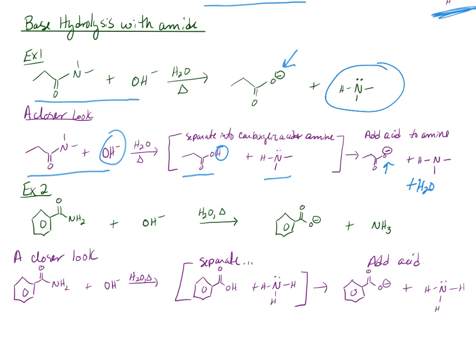So if you want to, scroll back up. And then here, I'm going to go straight for the closer look. We're going to take this guy, separate it into an acid and the amine, excuse me. And then keep in mind, you've got a base here, and that's where this negative charge comes from. And my apologies, I should have said add base to both of those.